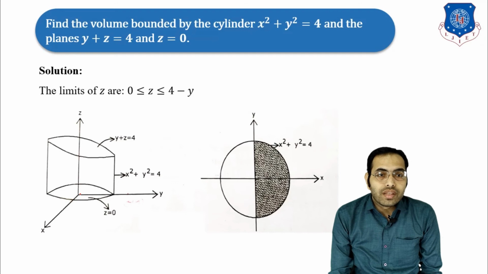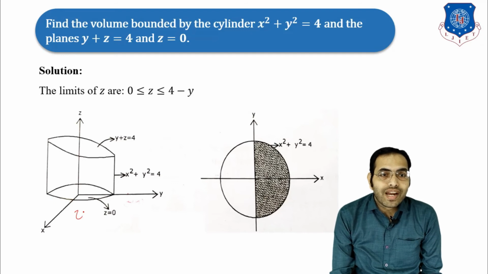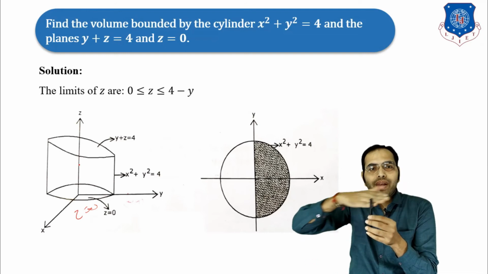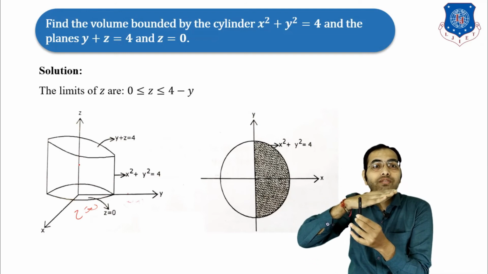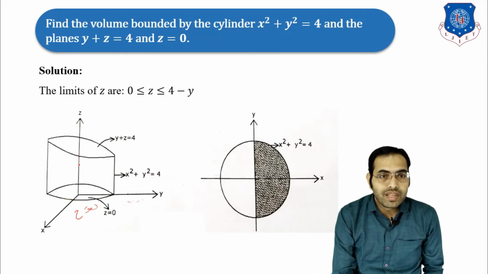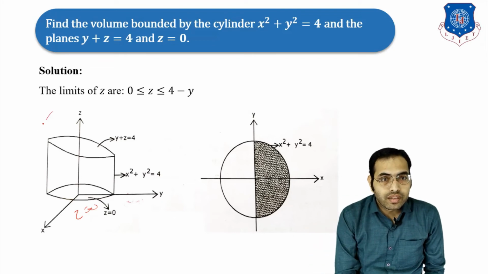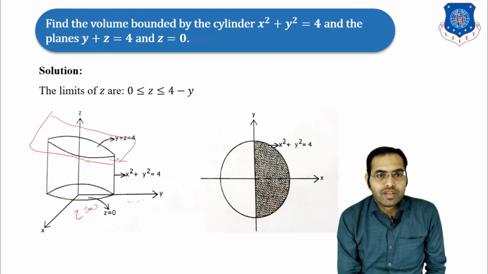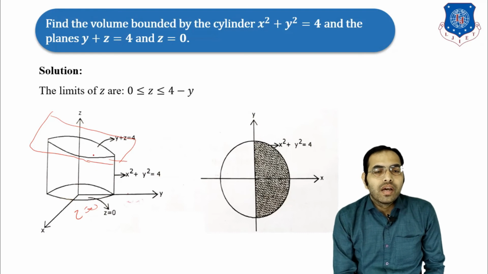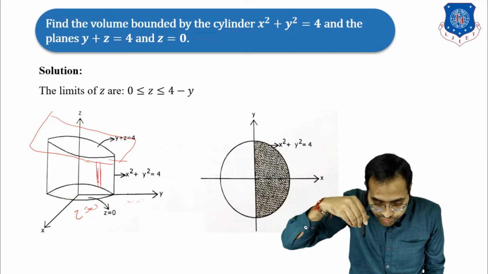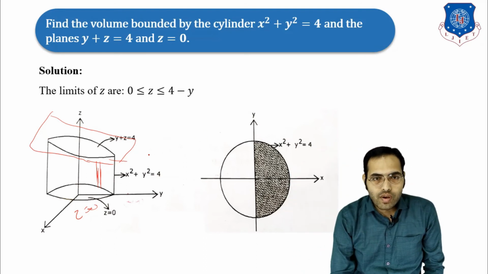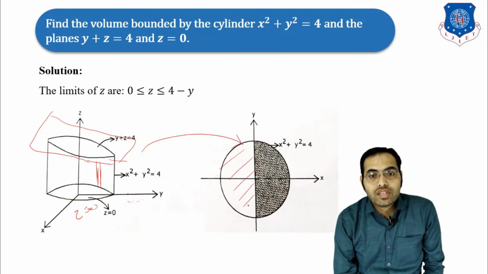Now this bottom portion is indicated by the z equal to 0 plane. Now we have to cut this cylinder by a plane, and the plane has the equation y plus z equal to 4. This plane will cut our cylinder. Whenever we look from the top view of the cylinder, the top view becomes a circle, and this top view which is drawn here we consider as the whole region.